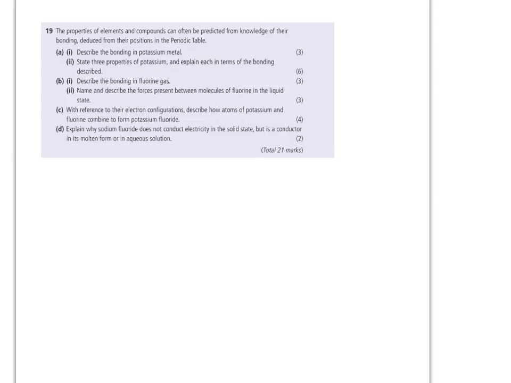Number 19, properties in elements can often be predicted from the knowledge of their bonding, deduced from their positions on the periodic table. So A1 says, describe the bonding in potassium metal. It's a metallic bond.